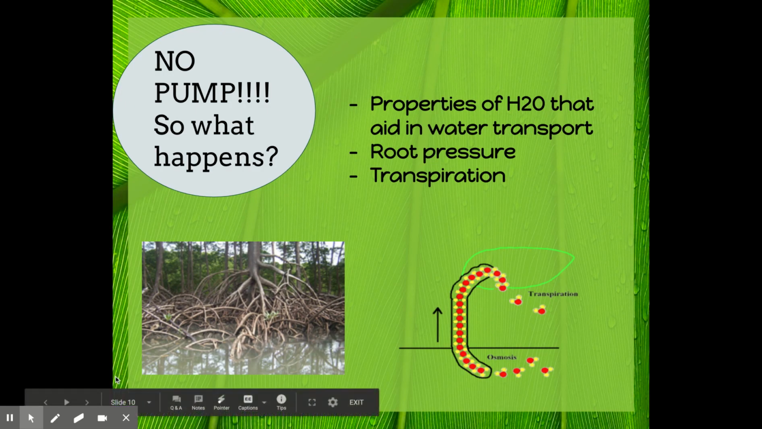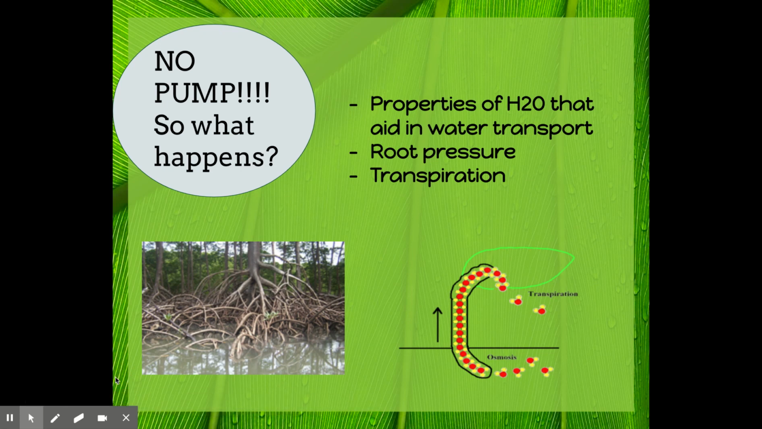So there is no pump in a tree or a plant, but yet there are massive trees that somehow get their water from all the way to the bottom of their roots, all the way to the top of their leaves where photosynthesis occurs. So we are going to look at properties of water that actually aid in water transport, like cohesion and adhesion. We're going to look at root pressure, and we're going to look at transpiration. These are all things that assist the plant in getting the water to the leaves where it is required.